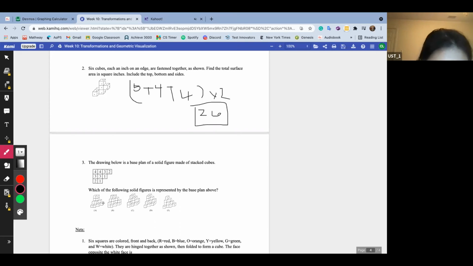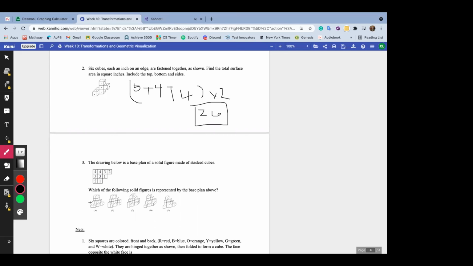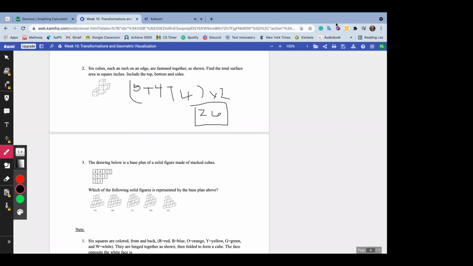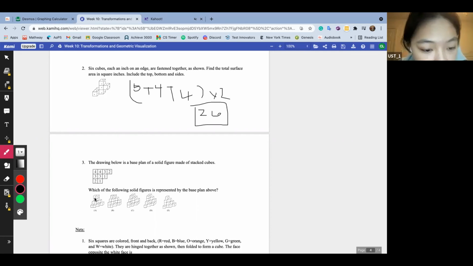So this is A. It looks the same. The base is the same. The problem for A is that the second row does not have 3 blocks. Instead, it has 2 blocks. No, in the second row, it has 3 blocks. But I'm talking about the height. So for this one, this row has to have 3 blocks because here there's 3. So this one will want to be the answer.